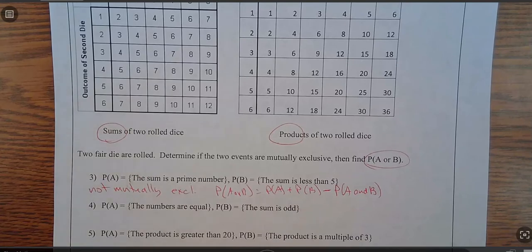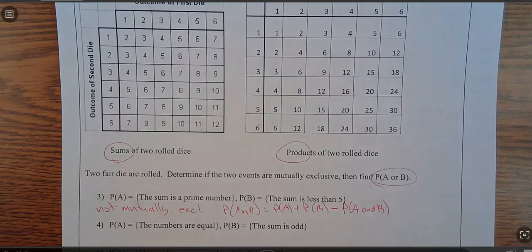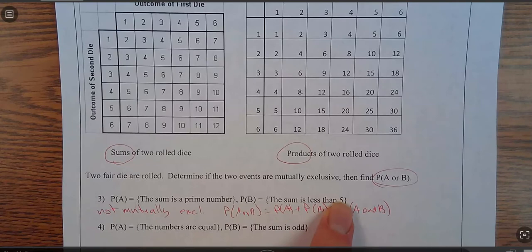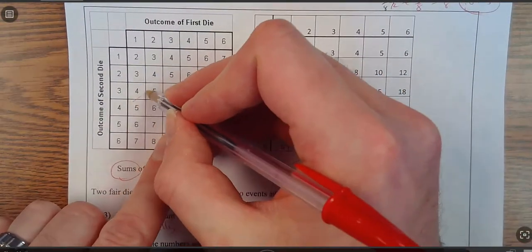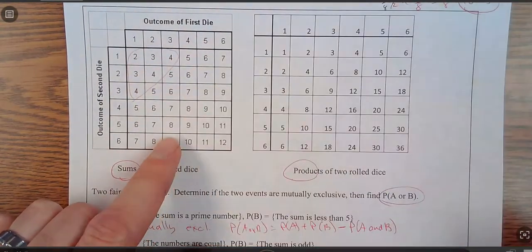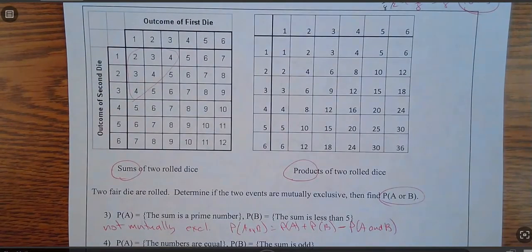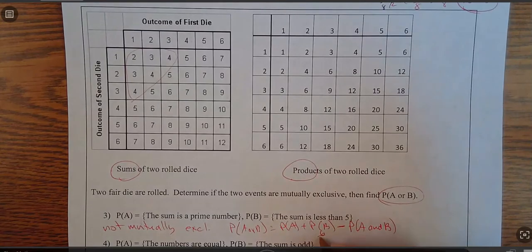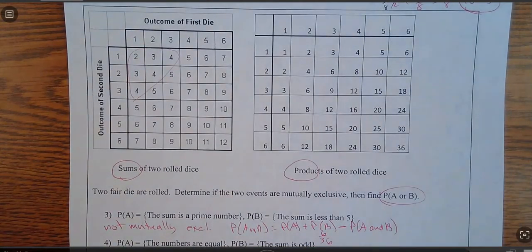Okay, so for instance, looking at the sums, the sum is less than 5. So that would be all of these right here. If I add all those up, that's 1, 2, 3, 4, 5, 6. Okay, so 6 out of 36 are less than 5.